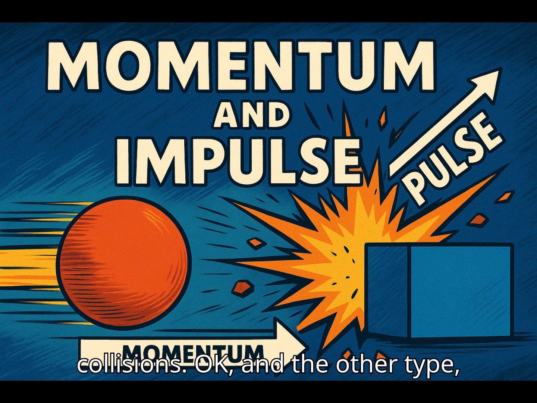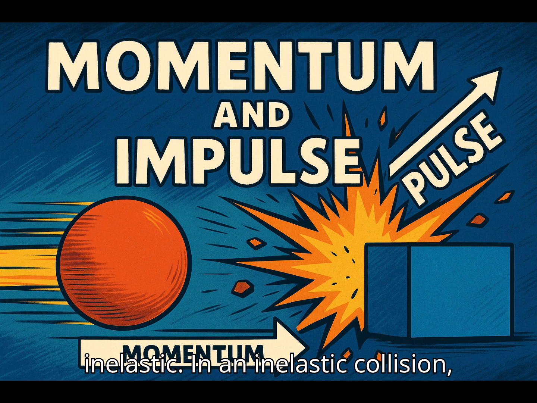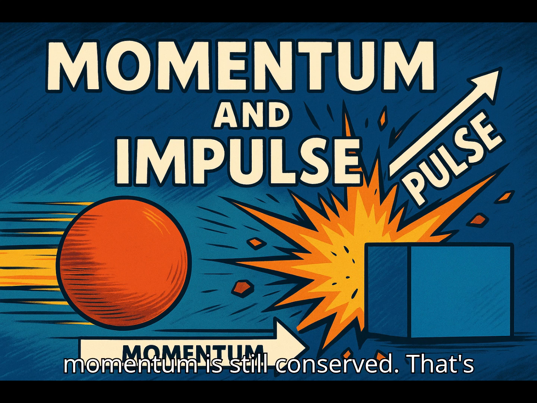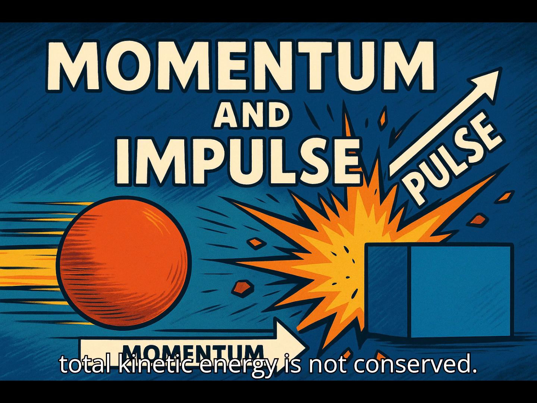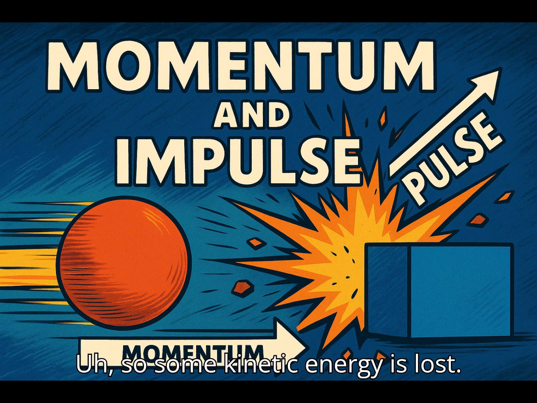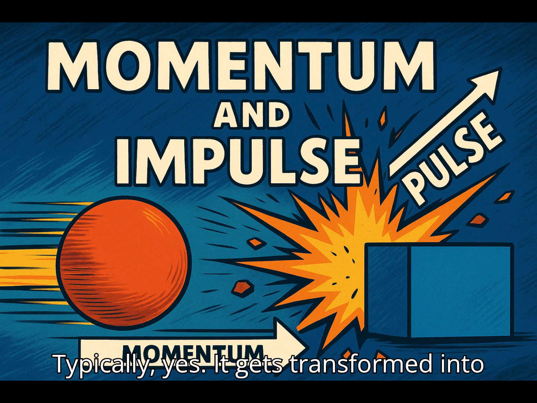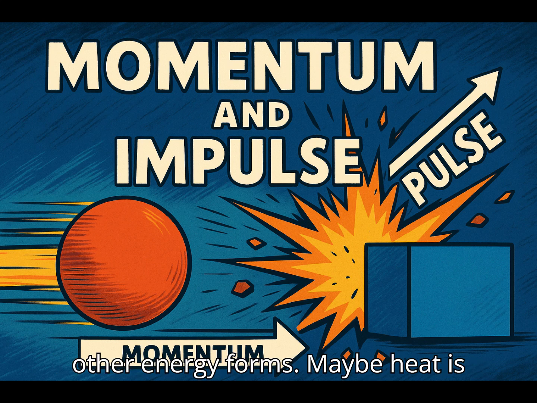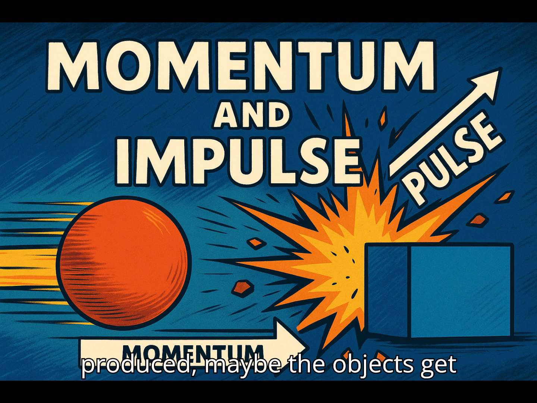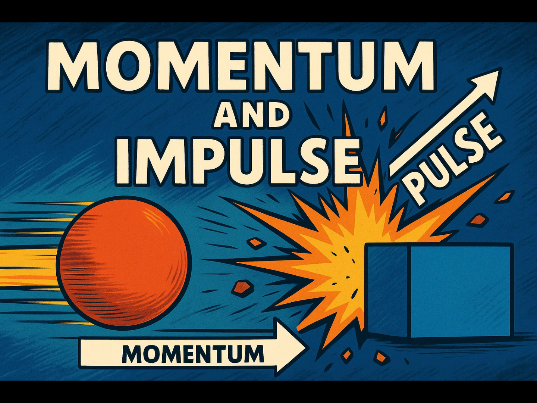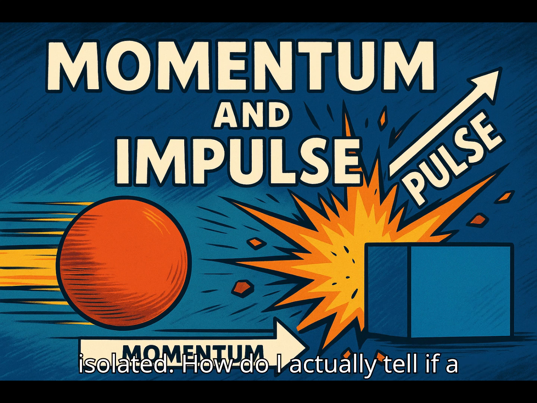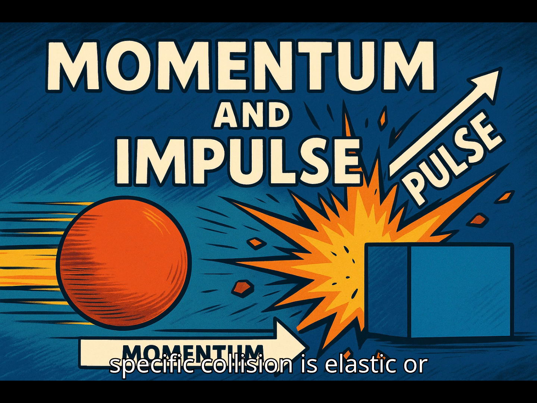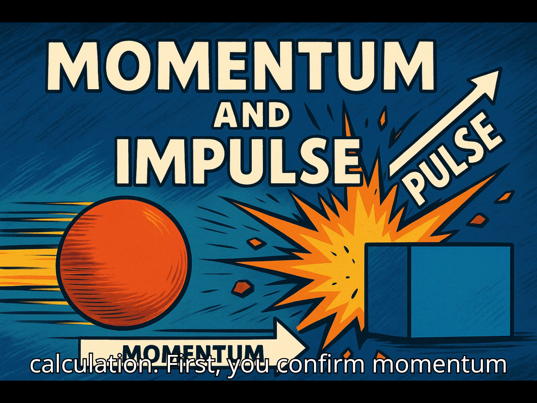Okay. And the other type? Inelastic. In an inelastic collision, also in an isolated system, total momentum is still conserved. That's always true for isolated systems. Right. But total kinetic energy is not conserved. So some kinetic energy is lost. Typically, yes. It gets transformed into other energy forms. Maybe heat is generated, maybe there's a sound produced, maybe the objects get permanently bent or dented, that deformation takes energy. So momentum conservation tells us if the system is isolated. How do I actually tell if a specific collision is elastic or inelastic then? You have to do the calculation. First, you confirm momentum is conserved.